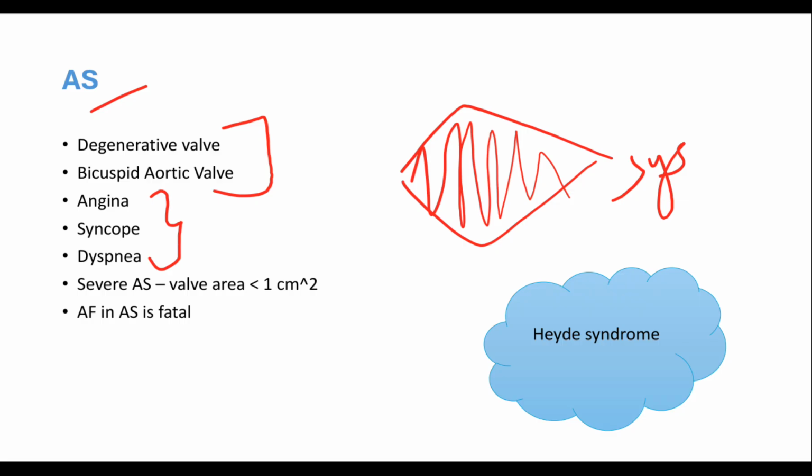Now all these three symptoms will not present at once. It's first angina, then it can go on to syncope, and finally the patient can develop dyspnea. So you don't wait until dyspnea happens to diagnose aortic stenosis from the triad. Early on you have to think about any cardiac pathology and do an echo, that will give you an idea whether the patient has a stenosed aortic valve. Severe aortic stenosis is when the valve area is less than 1 centimeter square.